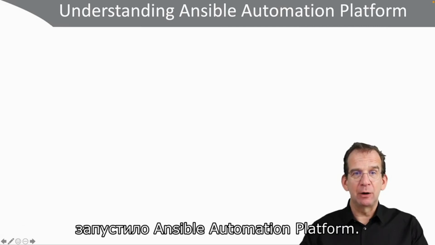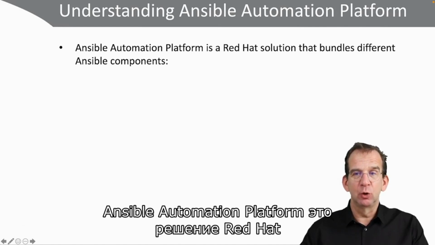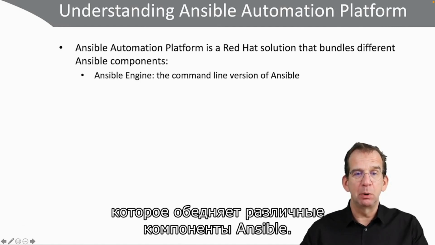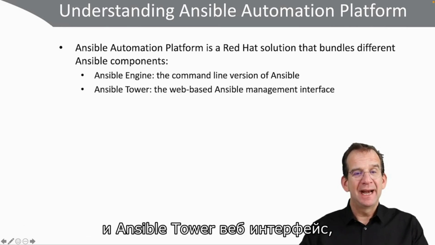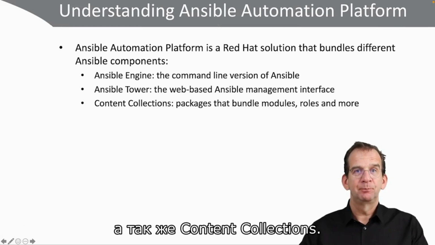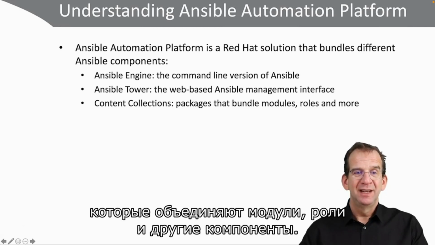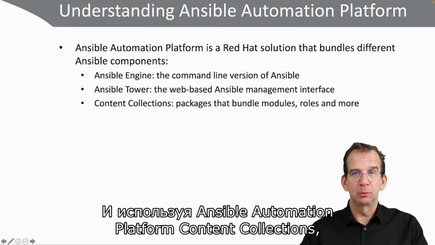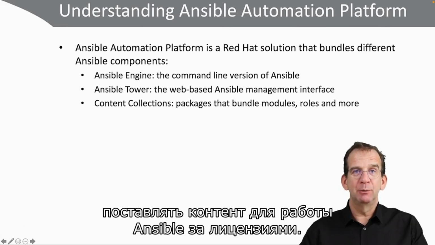And recently Red Hat has launched Ansible Automation Platform. So Ansible Automation Platform is a Red Hat solution that bundles different Ansible components. You will find the Ansible Engine, which is the command line version of Ansible, and the Ansible Tower web-based interface, but also content collections. Content collections are packages that bundle modules, roles, and more. And using Ansible Automation Platform content collections, Red Hat makes it possible for their business relations to provide content for working with Ansible behind licenses.